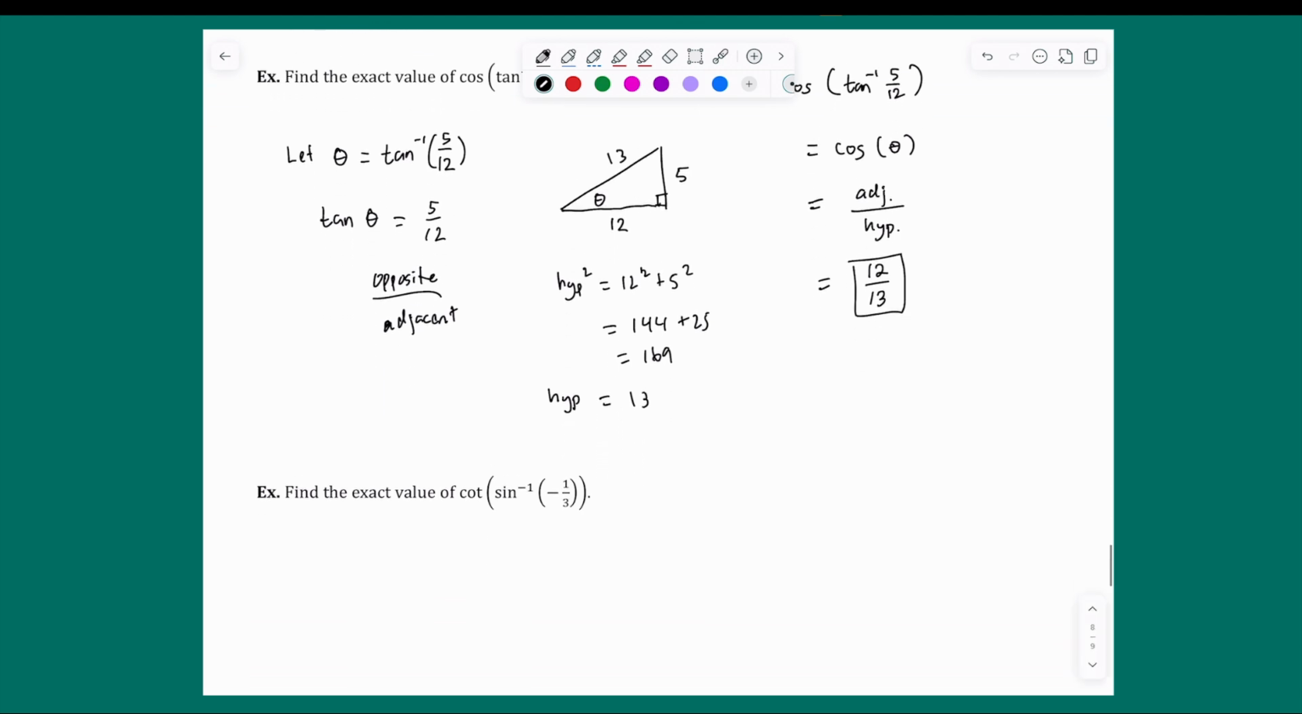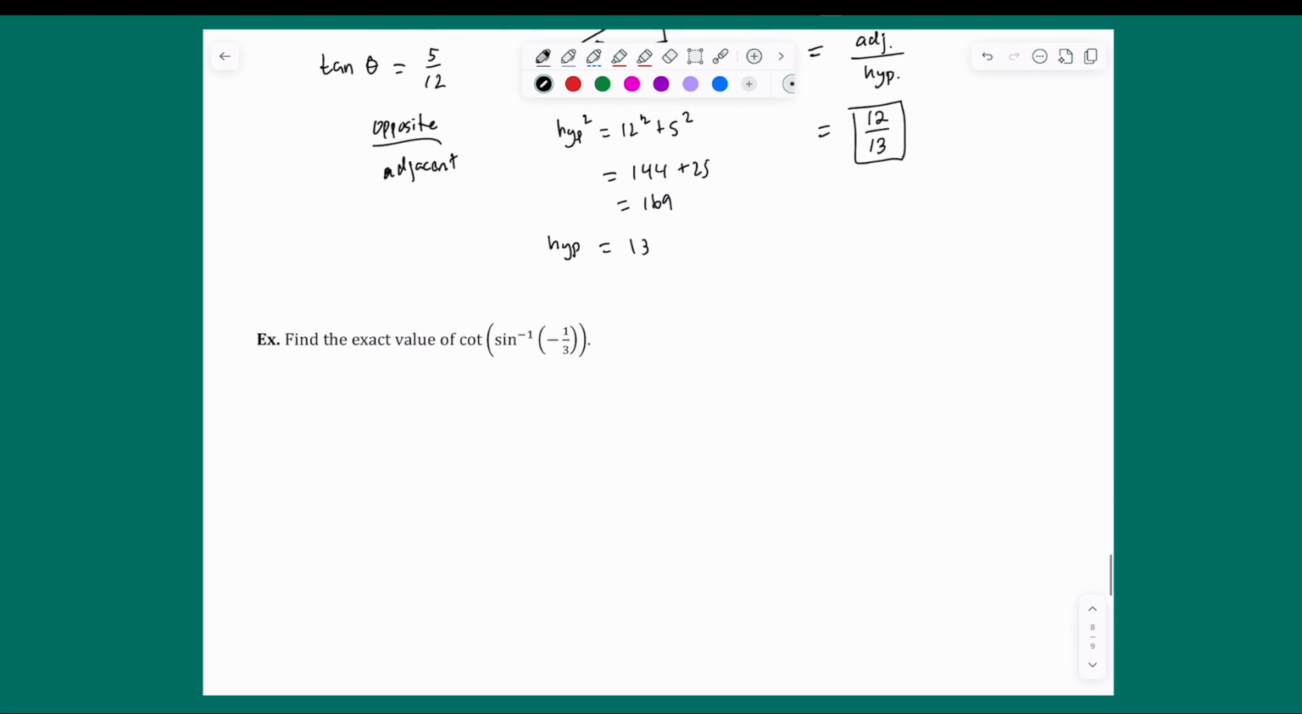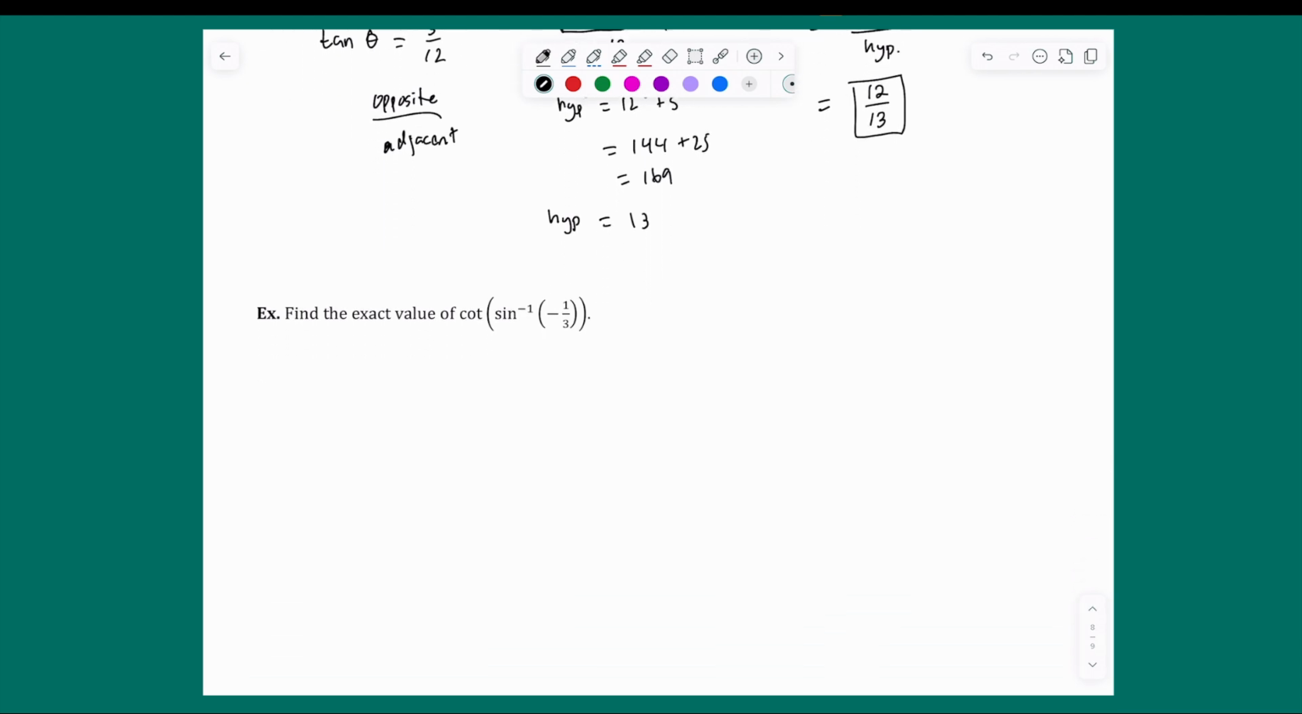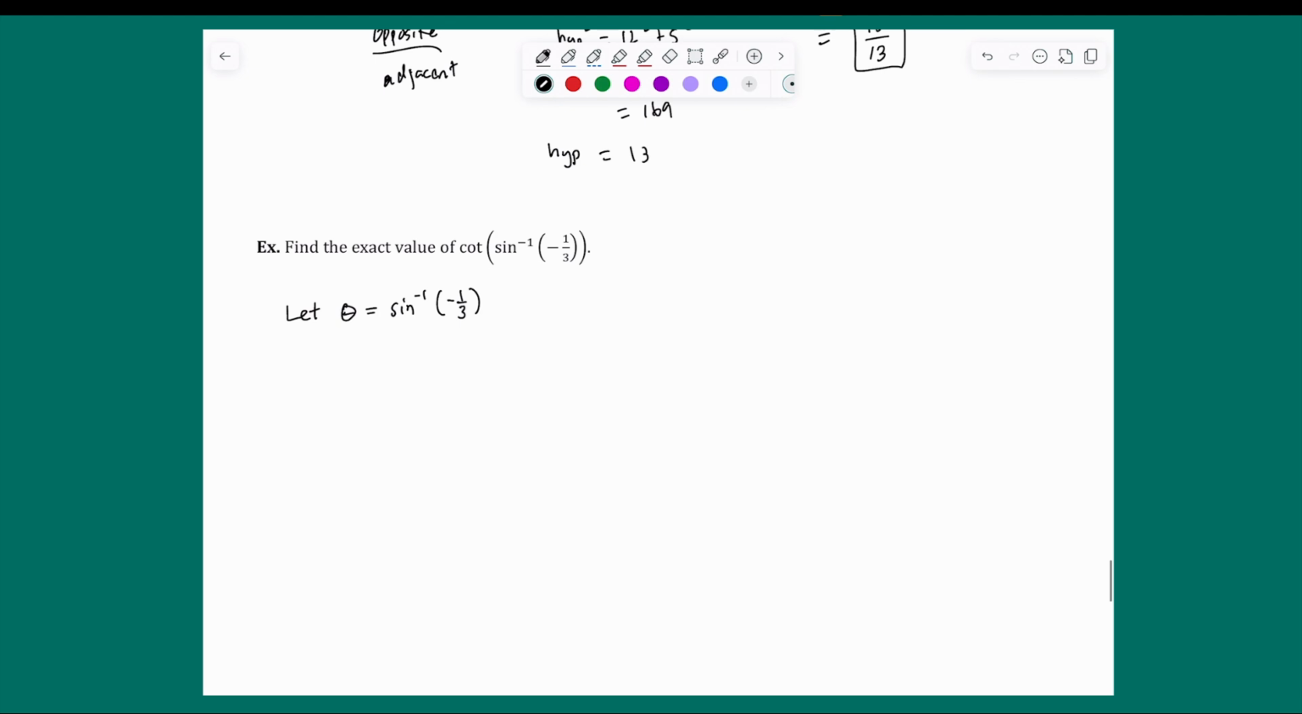All right, let's try another example, an example that's very similar. Find the exact value of cotangent of sine inverse of negative 1/3. All right, so what we're going to do is let theta equal sine inverse of negative 1/3. So that means sine of theta is equal to negative 1/3.